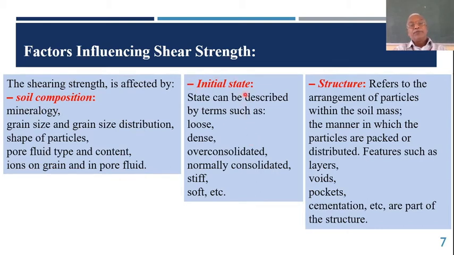Then another one, initial state. The state can be described by terms such as whether the particles are loosely arranged or densely arranged. When there is a dense arrangement, there will be a lot of contact surfaces. Because of that, there will be a lot of frictional force and a lot of shear strength developed. If it is loosely arranged, there will be a lesser number of contacts, because of that lesser mobilization of friction, and lesser shear strength.